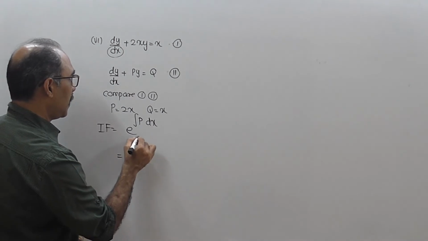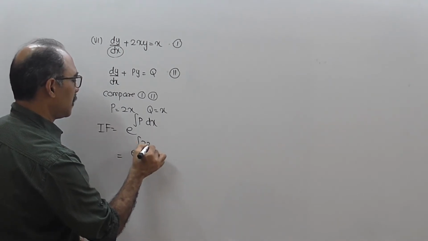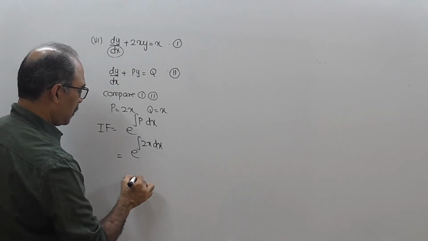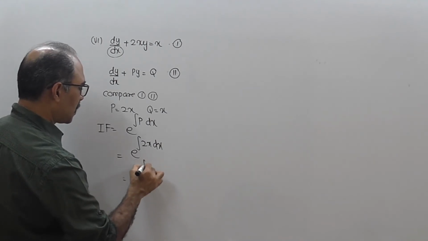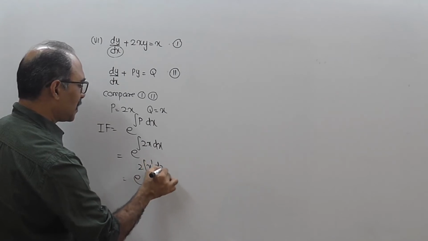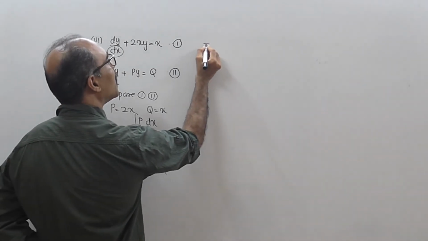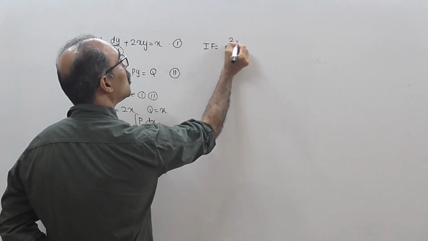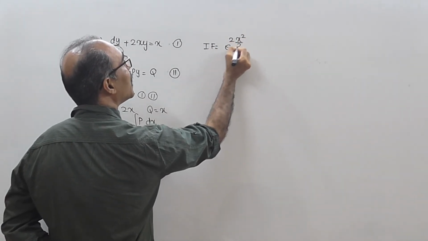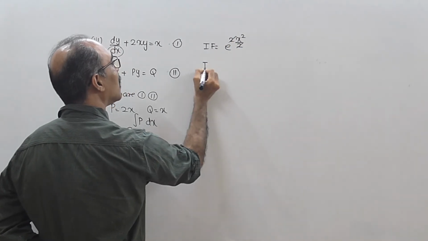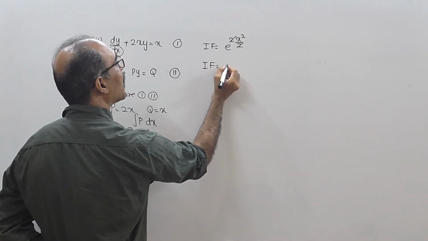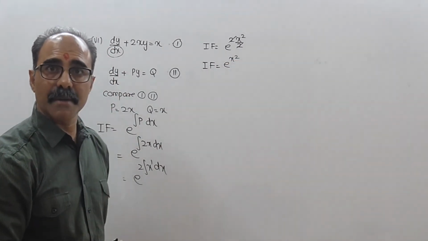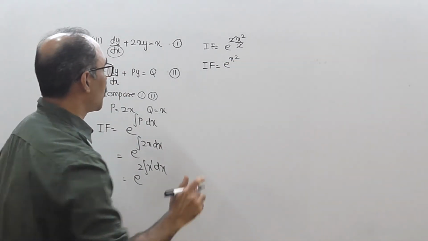e to the power integration of 2x dx. e to the power 2 outside, x means x raised to 1, dx. So my integrating factor will be e to the power 2 times the integration of x raised to 1, which will be x square upon 2, and the 2 cancels. That means my integrating factor will be e to the power x square. Got it? It will be e to the power x square.